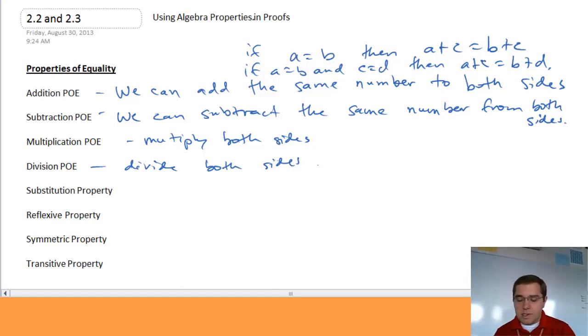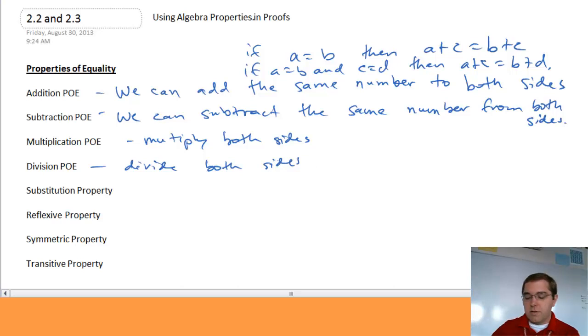So the addition property of equality says we can add the same number to both sides. The subtraction property of equality says we can subtract the same number from both sides. The multiplication property of equality says we can multiply both sides by the same number. And the division property of equality says we can divide both sides by the same number, as long as that number is not 0, because we can never divide by 0.